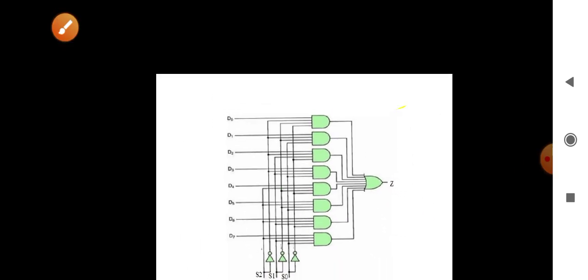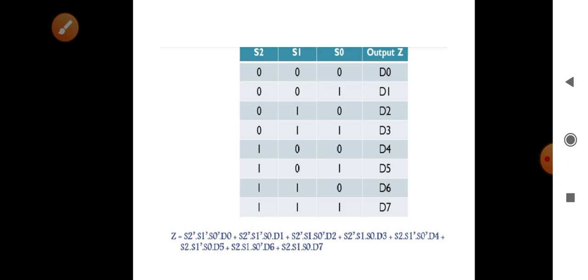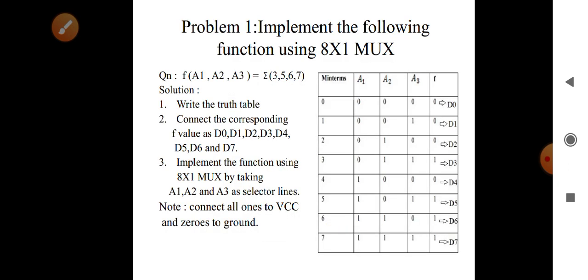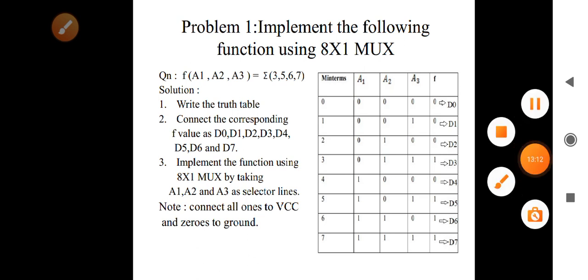So like this you can implement the 8:1 multiplexer. I hope you understood this one, and next we see the problem to implement the following function using an 8:1 multiplexer. We will solve that problem in the next class.